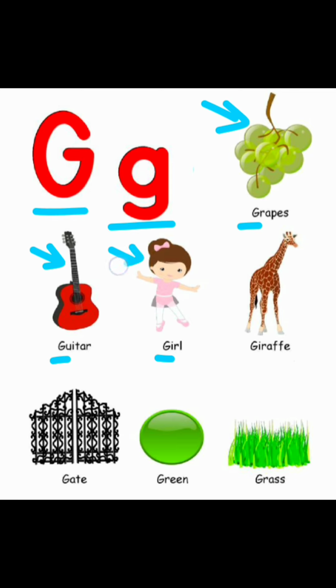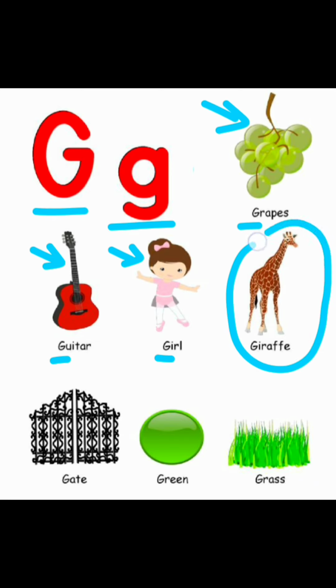Which animal do you see next? Yes, it's a giraffe. But do you notice that it is not following the pattern for the sound of letter G, which is G? So be careful. G for giraffe. G says G.